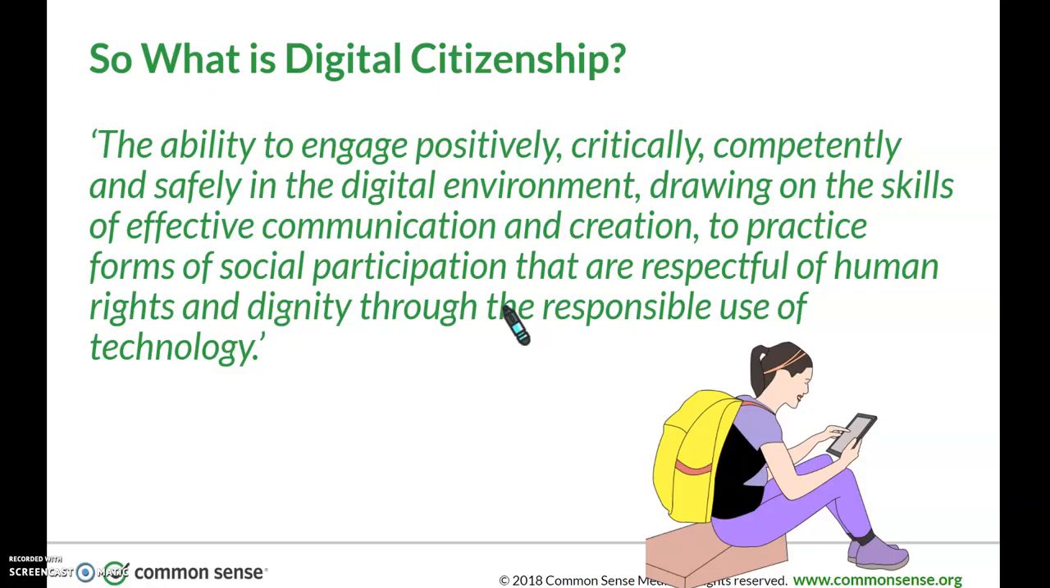So what is digital citizenship? Well, digital citizenship is the ability to engage positively, critically, competently, and safely in the digital environment, drawing on the skills of effective communication and creation, to practice forms of social participation that are respectful of human rights and dignity through the responsible use of technology.